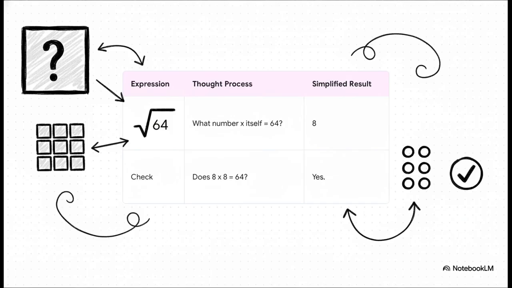Okay, let's try a bigger one and really break down the thought process. So you see square root of 64. The question that should immediately pop into your head is, okay, what number when I multiply it by itself gives me 64? You kind of scan through your mental multiplication table. 6 times 6 is 36, 7 times 7 is 49. 8 times 8 is 64. And you can always double check. Does 8 times 8 equal 64? Yep. So your answer is 8.